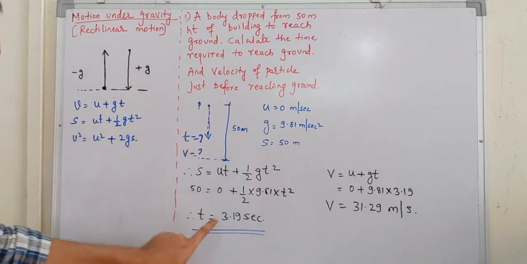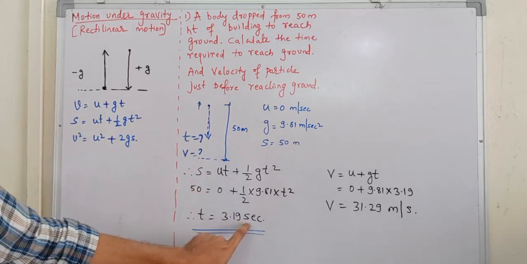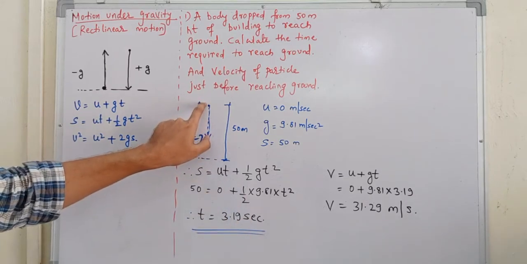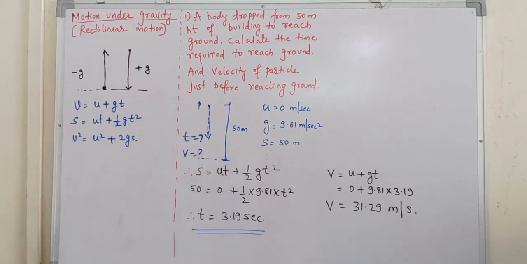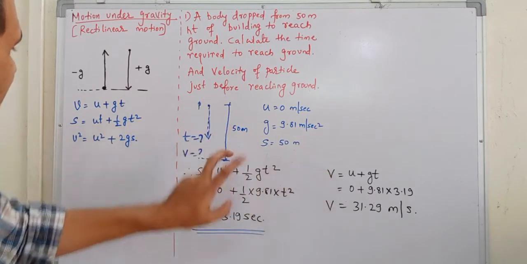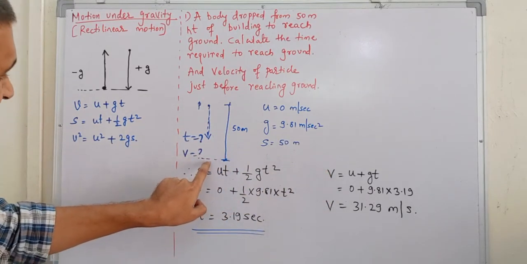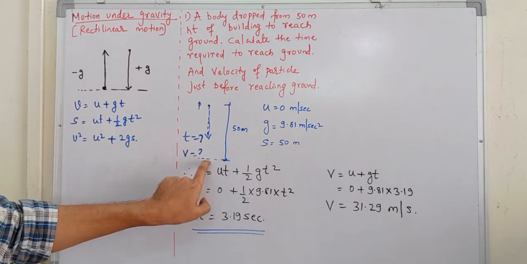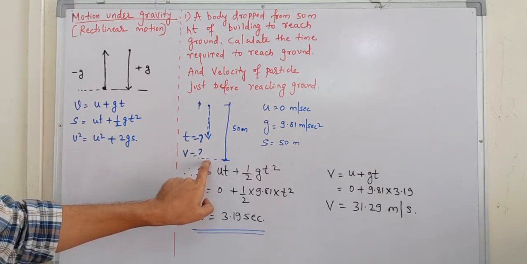So now the particle takes how much? 3.19 seconds to reach the ground from a height of 50 meter of the building. Now we have calculated the time taken by the particle. So now we are also asked to calculate the velocity of the particle just before reaching the ground.